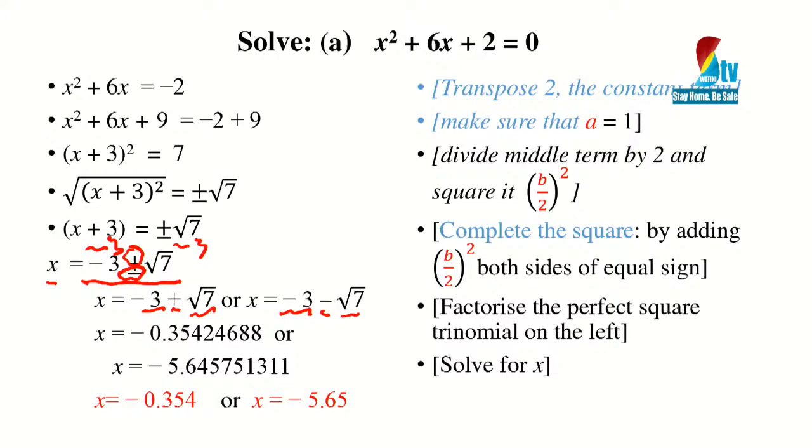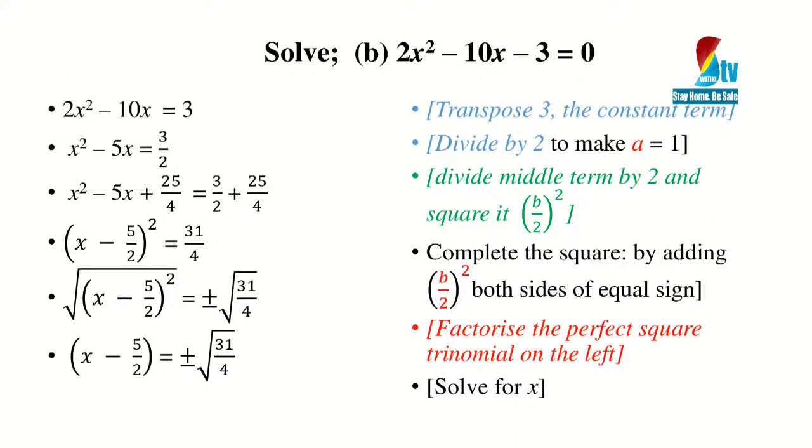Then we are going to punch this in our calculator. We are going to get this value, which when we round to 3 significant figures is going to give us negative 0.354. Then the other solution, we punch this on a calculator. We are going to get this value. Then when we round to 3 significant figures, we get negative 5.65. Now let us look at the next example.